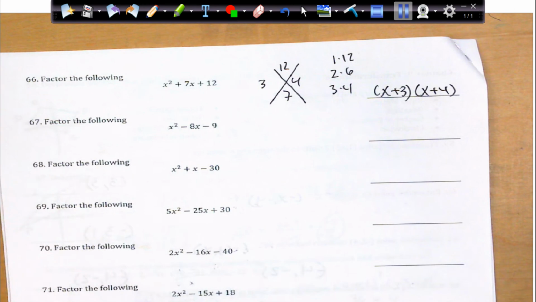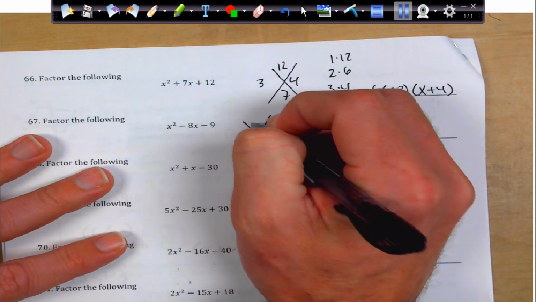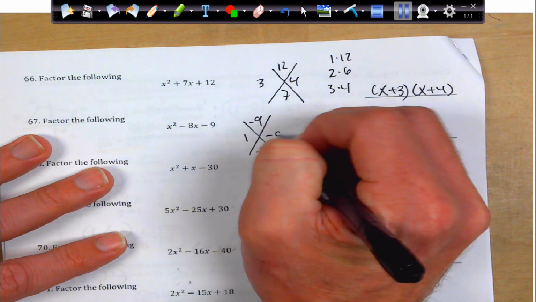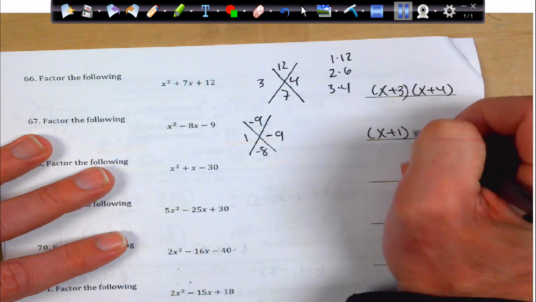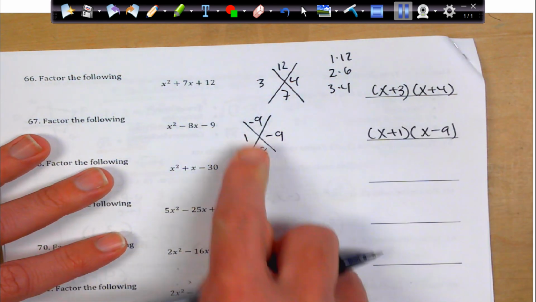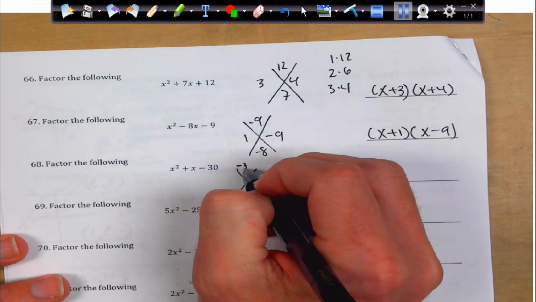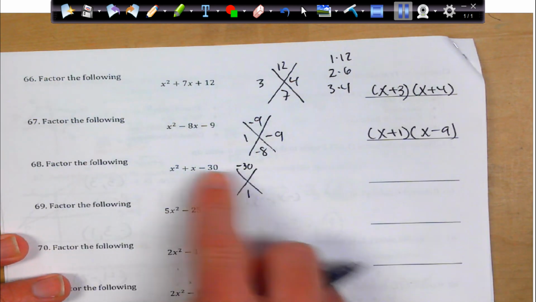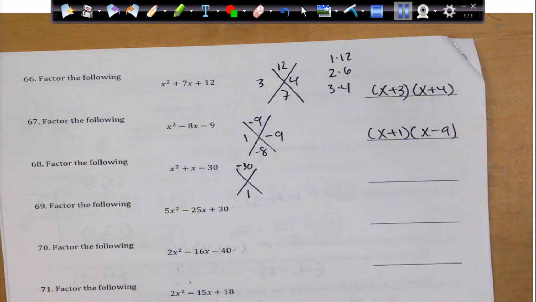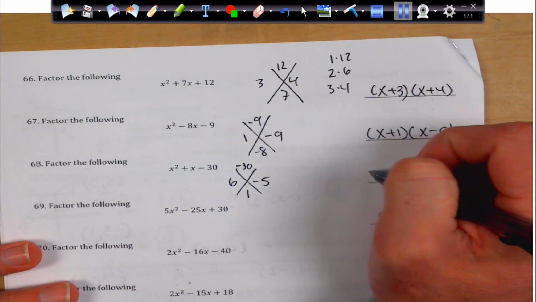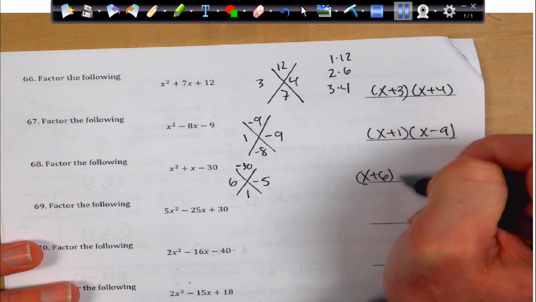There we go. Next one, again, multiply to -9 and add to -8. That's going to be a +1 and -9. So x plus 1, x minus 9. Those multiply to -9 but add to -8. And then here we got -30 and a +1. We want two numbers that are very close to each other. So that would be 6 times -5. So x plus 6 and x minus 5.